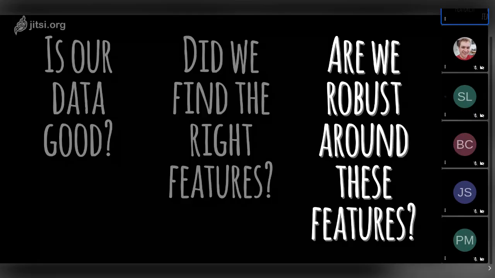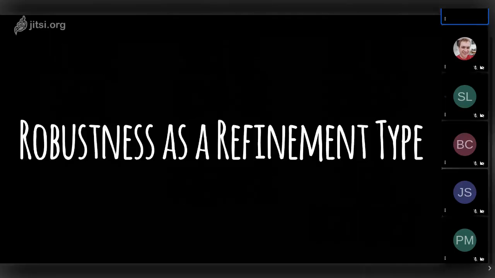So if we have a network and we have a specification, can we automate some sort of test, some sort of formal proof, really, that our network is robust around these features, or adheres to the specification? And we're approaching this problem from PL. So we want to look for lightweight approaches to verifying these properties. And that brings us to robustness as a refinement type.